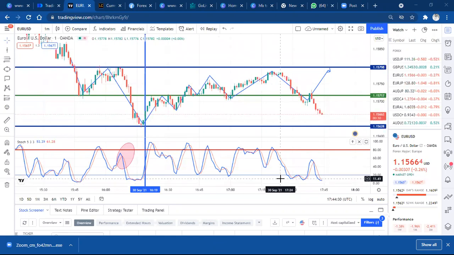Stochastic tells you that something has gone over where it should go and therefore it should come down, or it has gone below where it should go and therefore it will go up. Do you understand? Stochastic is not support and resistance. They are a bit different. Stochastic is telling you the amount of energy.